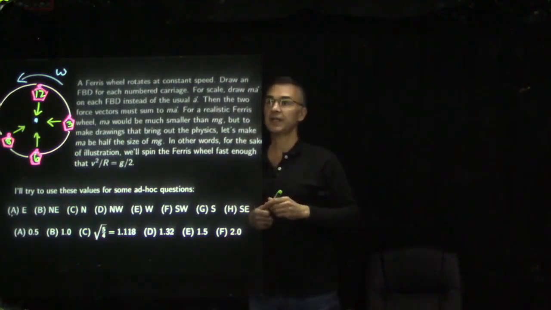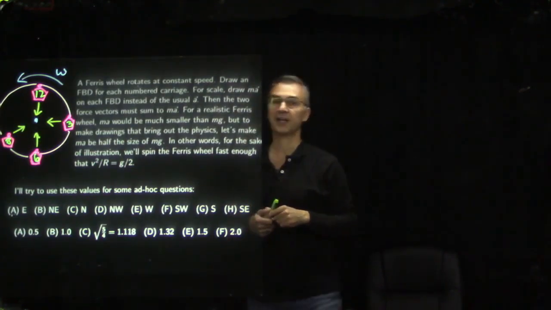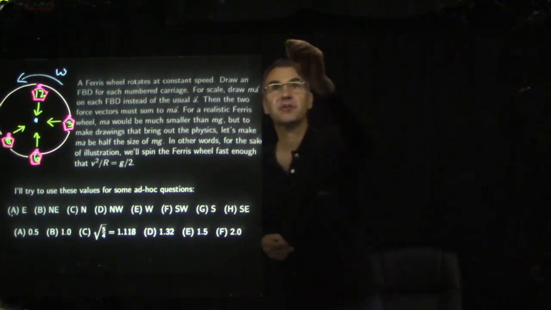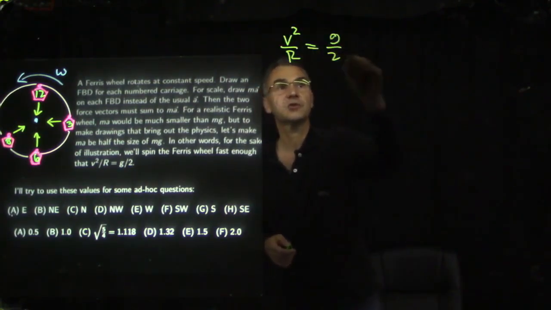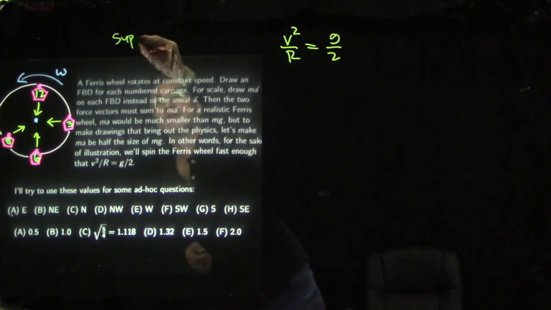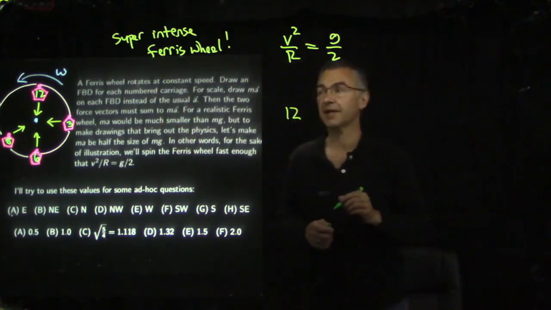And then we want m times a to equal 1/2 mg, just so we can make the arrows look nice. This is a very intense Ferris wheel. It's going to have v squared over r equals g over 2. This is like a super intense Ferris wheel. So let's look at 12. Here's a free body diagram for number 12.